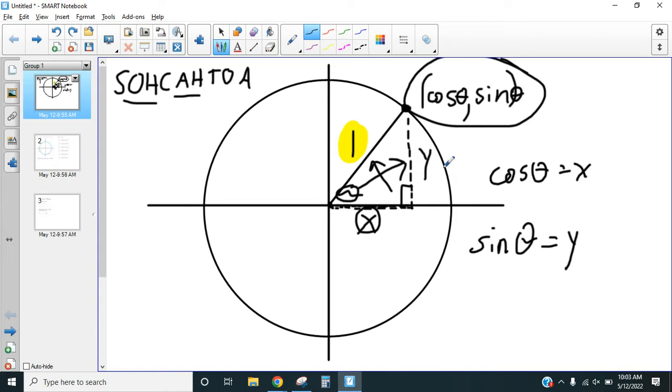Please agree with me with a nod. Okay, thank you. Cosine and sine are also in alphabetical order, right? X and Y, cosine and sine.